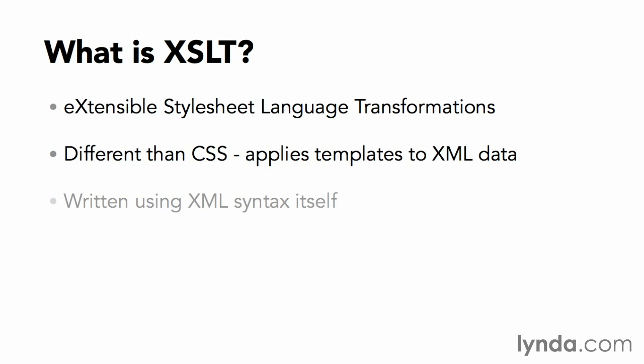XSLT is also written in XML syntax itself. So when you look at an XSLT style sheet, it's all XML code, whereas CSS is written using its own proprietary format. It doesn't look like HTML or XML. It's a bunch of brackets and various rule definitions.